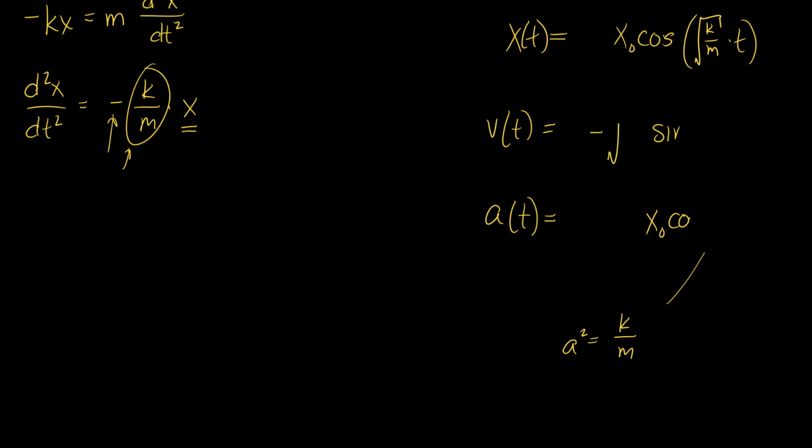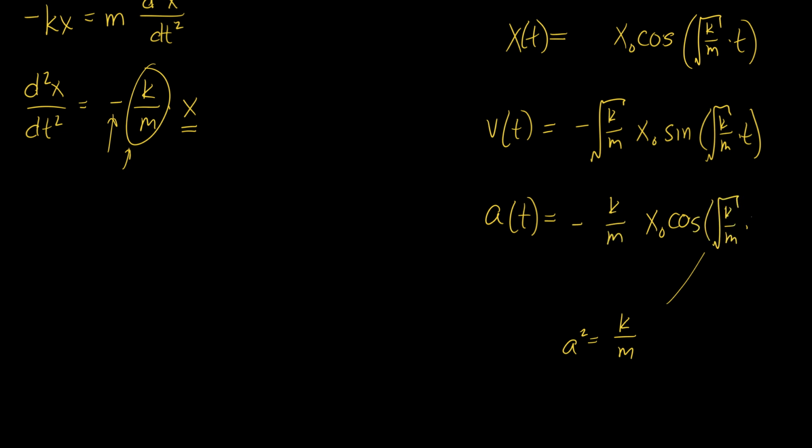This would be minus the square root of k, Mr. Shelton. Do better. Minus the square root of k over m times x naught sine square root of k over m times t. And this would be minus k over m x naught cosine square root of k over m times t. It's a lot of writing k over m's and stuff. We could probably simplify that, but right now I want to be as explicit as possible.